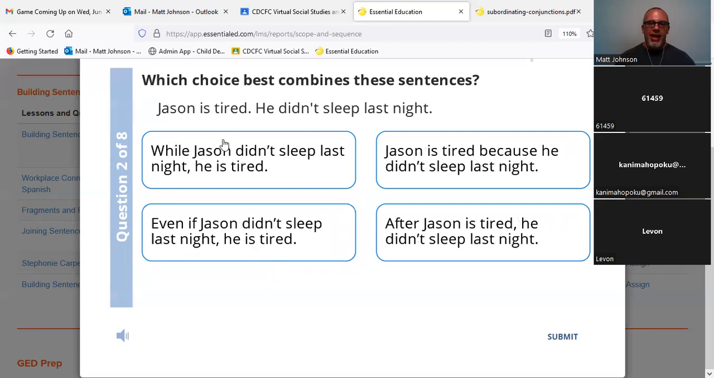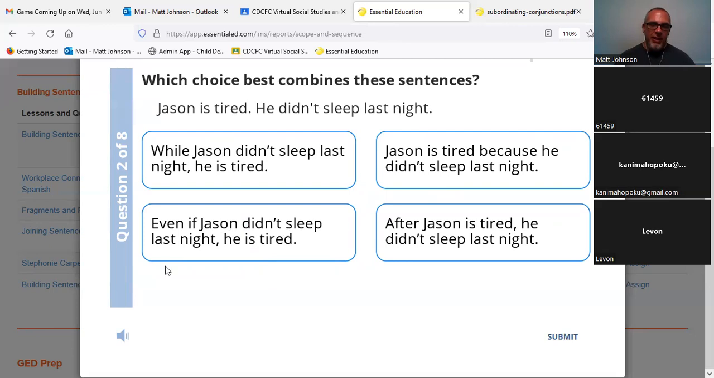Right. Jason is tired. He didn't sleep last night. So we know the relationship here. He's tired because he didn't sleep. Okay. While Jason didn't sleep last night, he is tired. That doesn't make sense, right? While doesn't work in that situation. Jason is tired because he didn't sleep last night. Kind of like in that one.